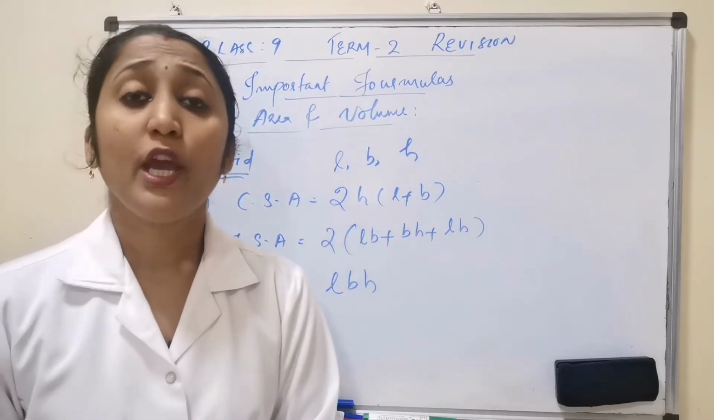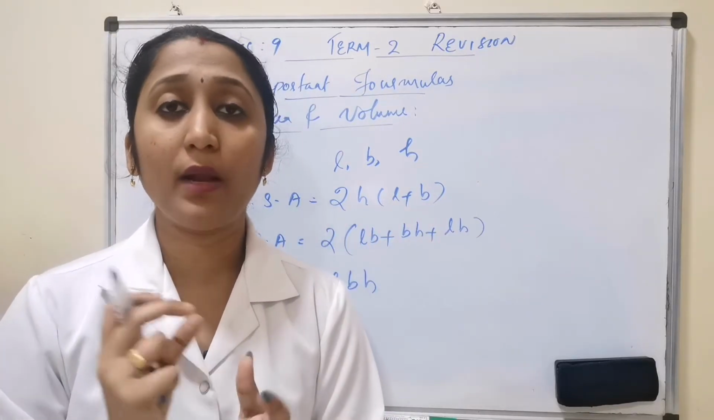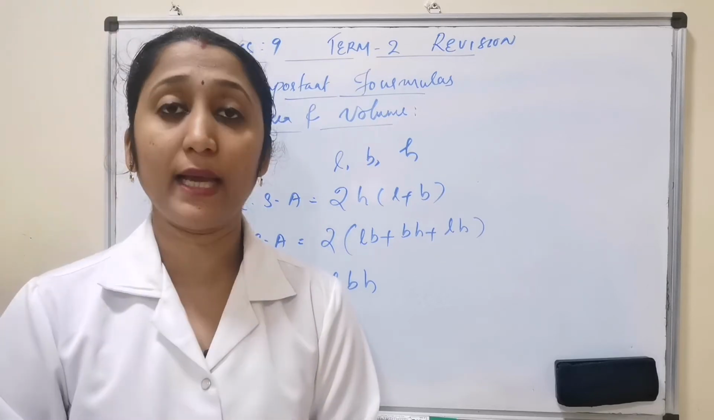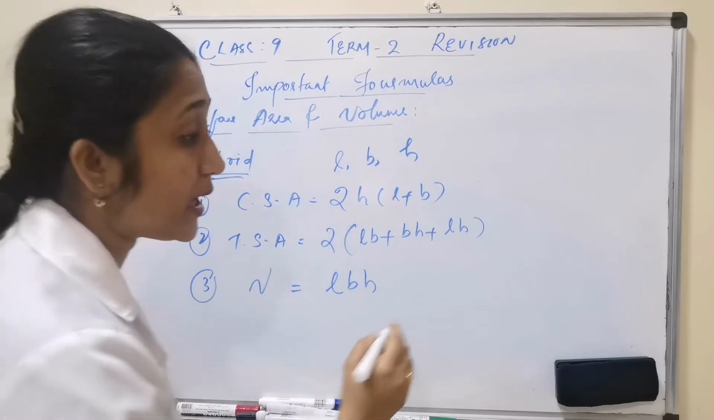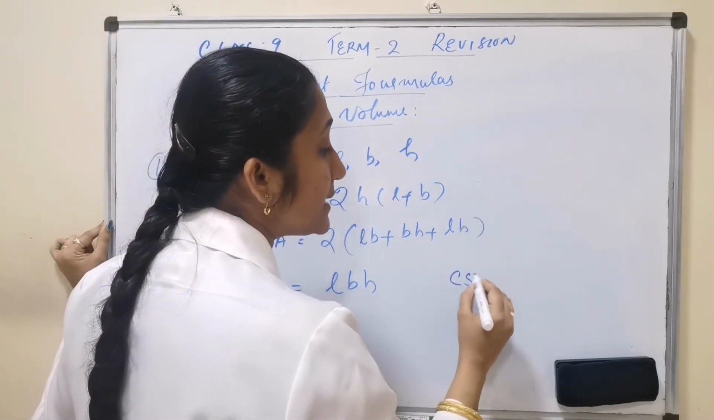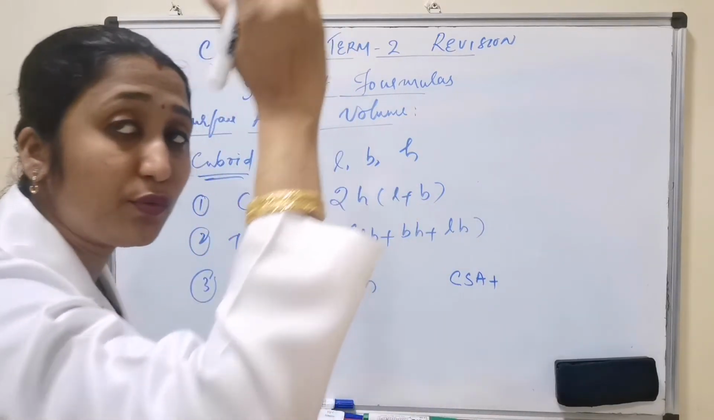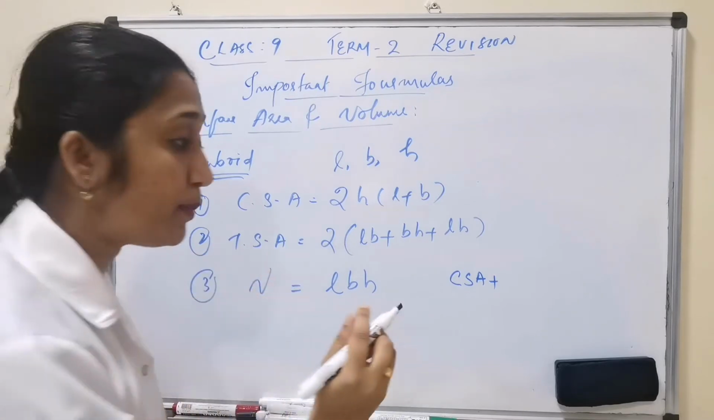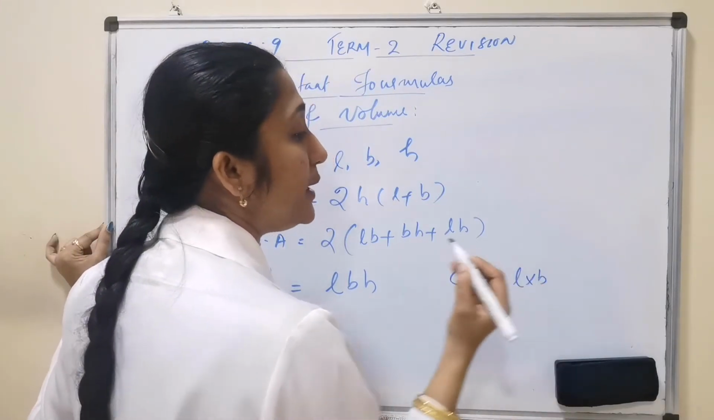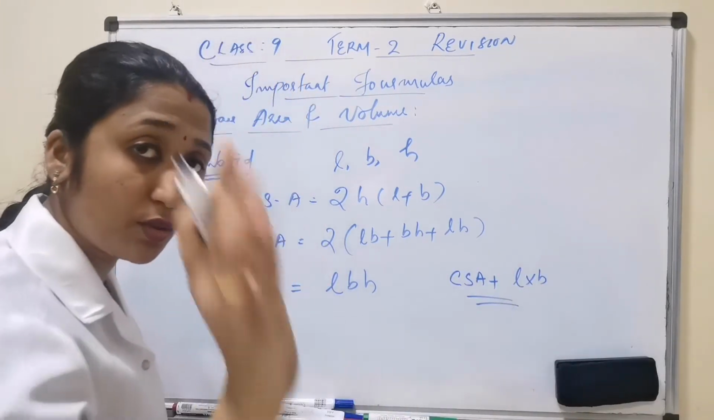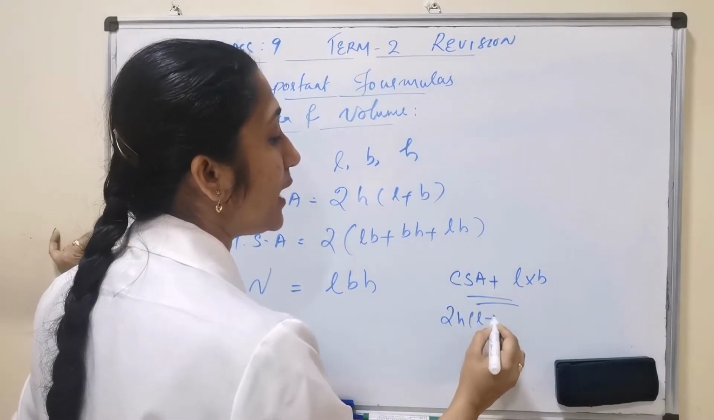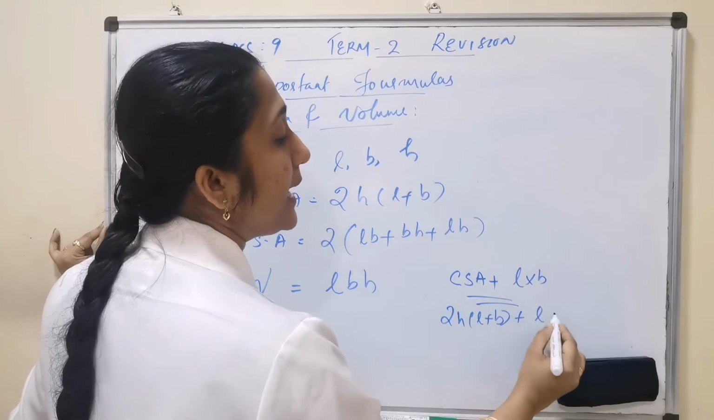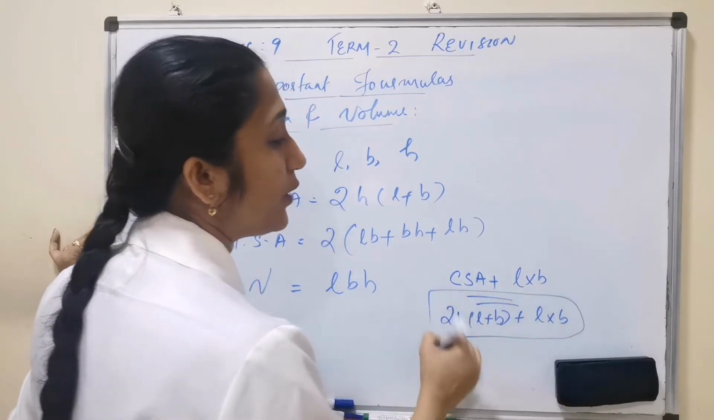is lbh. If a problem is given like whitewashing the room, you should not write the total surface area; you should write CSA plus the roof. Roof is only length into breadth, so l × b. This is the formula for whitewashing the room. That means CSA 2h(l + b) + l × b. That is the formula.